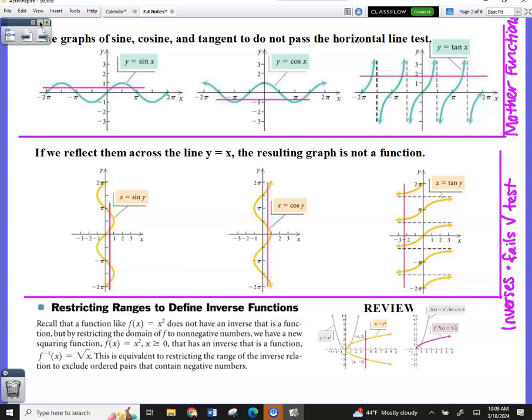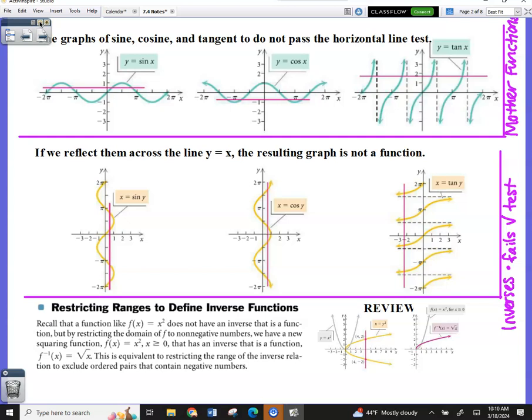Here are the three inverses. So notice what they did. Reflecting over the line y equals x. Notice right here, this says x equals sine y. Up here it said y equals sine x. They took x and y and they switched them. And then they graphed it. What do you notice not one of them does? Passes the vertical line test. Not one of them passes the vertical line test. That's the takeaway here, which is why I want you to say fails the vertical line test.